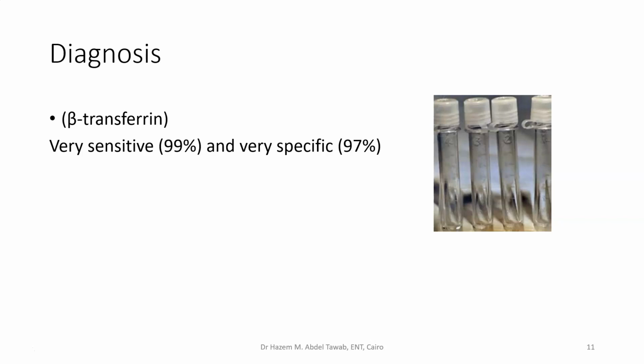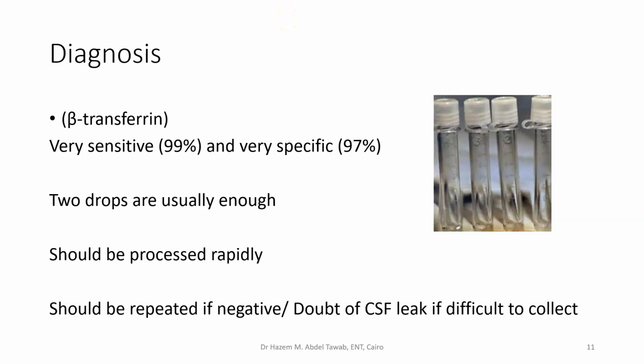actually, by going into the literature, it doesn't make a difference in diagnosis. Beta transferrin is very specific to the CSF fluid. Whenever you find it, it means that this is the fluid coming from the nose. It means it is CSF. It is so specific that only 2 drops can be enough.